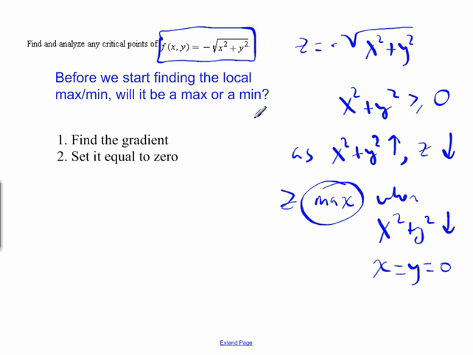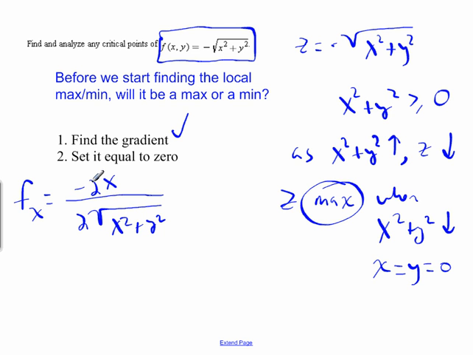Well, okay, let's see what happens when we talk about finding the gradient. Well, f partial x is going to equal, given this function, negative 2x over 2 times the square root of x squared plus y squared. The 2's will cancel off. And what makes this equal to 0? Well, that's going to be 0 when x equals 0.